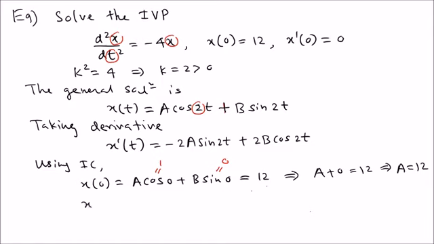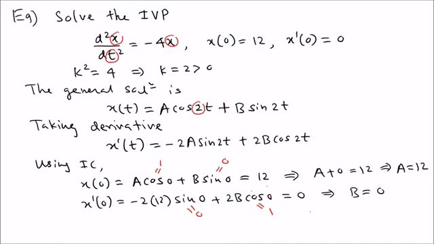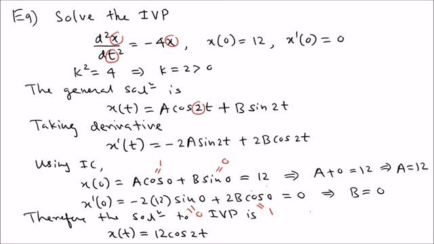Now using the other condition, we know that x prime 0 equals the second one, so negative 2a, you can actually put the value here, since we already know it. So I'll put the value here just to make the calculation easier. So negative 2 times 12 sin 0 plus 2b cos 0, which is equal to 0. Again, we know that sin 0 equals 0, cos 0 equals 1. So nothing comes from the first term. So this says that 2b equals 0, so b equals 0. That means the b term is going to go away. Therefore the solution to the initial value problem is simply x(t) equals 12 cos 2t. So that's the solution of the problem.